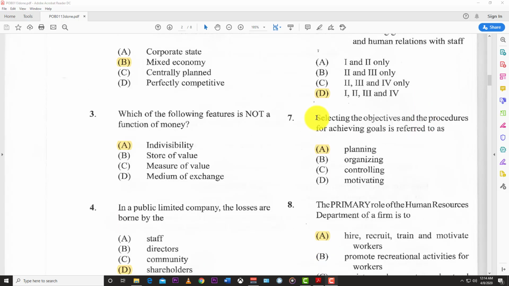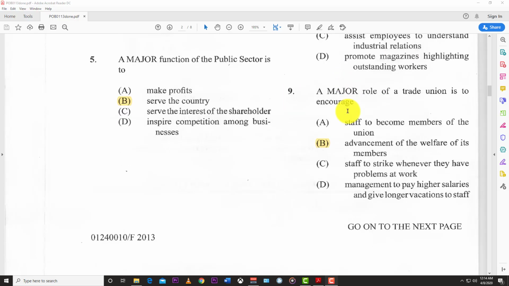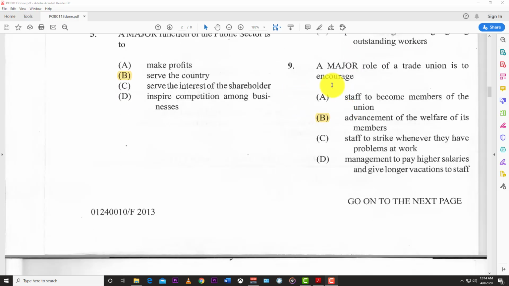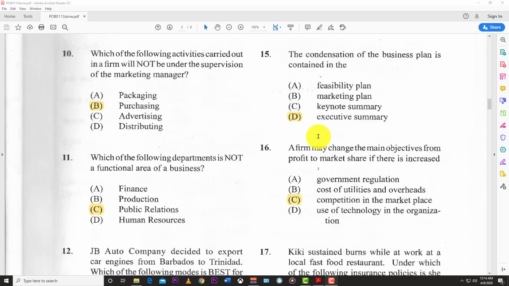Number 7, select the objectives and procedures for achieving goals is referred to as, and the best answer here is A, planning. Select the objectives and the procedures, that's planning. Number 8, a primary role of the human resource department of a firm is to hire, recruit, train, and motivate workers. So that's A. Number 9, a major role of a trade union is to encourage B, advancement of the welfare of its members.